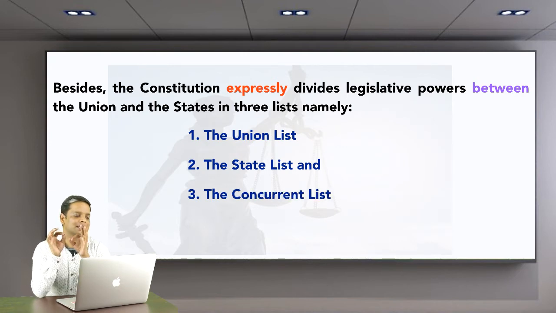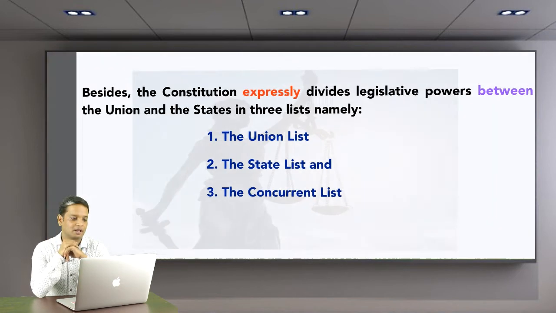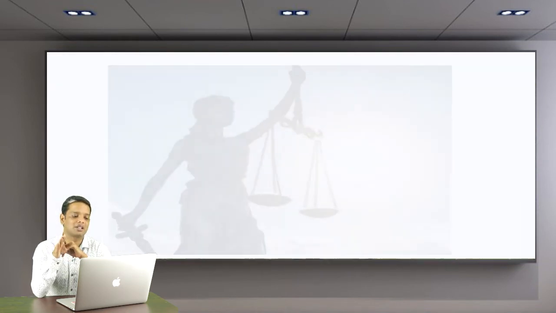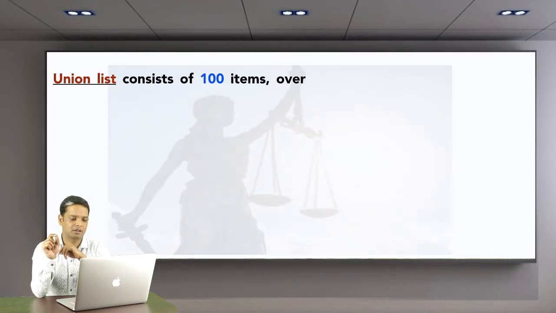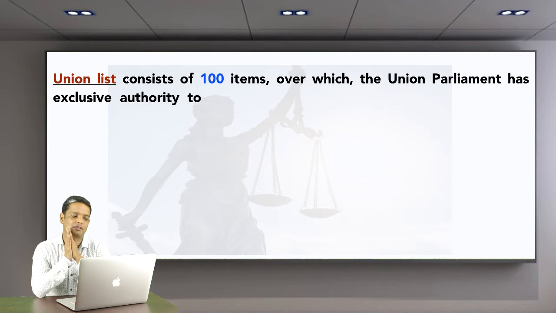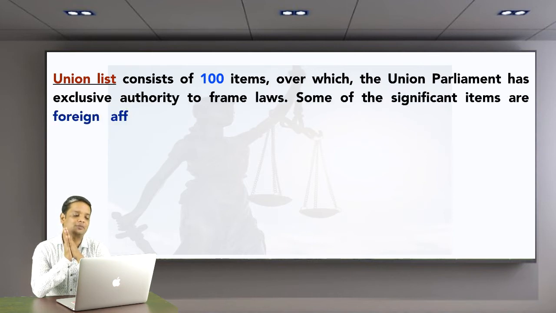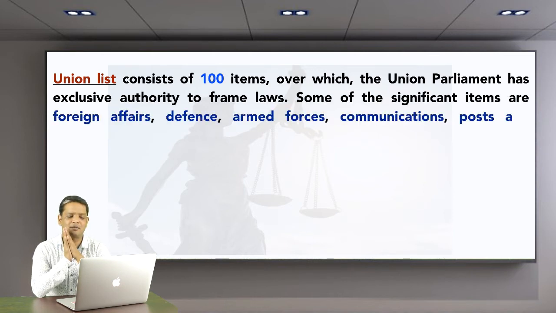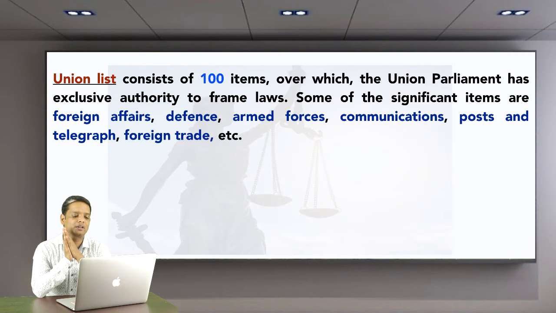The Union list consists of 100 items, over which the Union Parliament has exclusive authority to frame laws. Some of the significant items are foreign affairs, defense, armed forces, communication, posts and telegraph, foreign trade, etc., which are mentioned in the Union list. So on these subjects, Parliament has exclusive power to make laws. A state has no role to play.